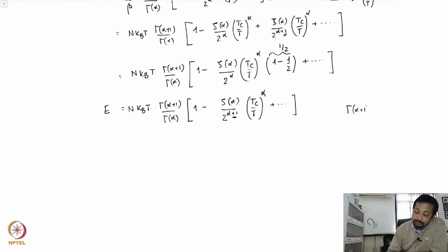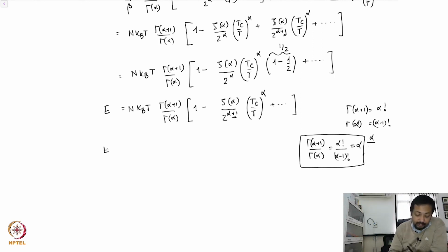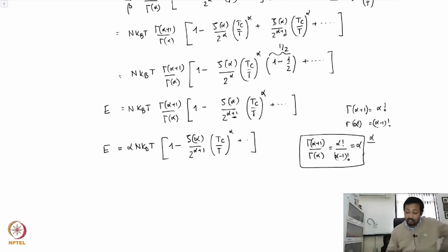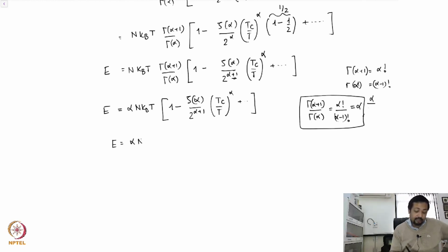Now gamma alpha plus 1 is alpha factorial, gamma alpha is alpha minus 1 factorial. So this ratio of gamma alpha plus 1 divided by gamma alpha is alpha factorial divided by alpha minus 1 factorial, which is just plain alpha. So first we write down E is going to be alpha nkBT times 1 minus zeta of alpha 2 to the power alpha plus 1, Tc over T raised to the power alpha plus higher order terms. So at really high temperatures, you recover the classical result of E is alpha nkBT.